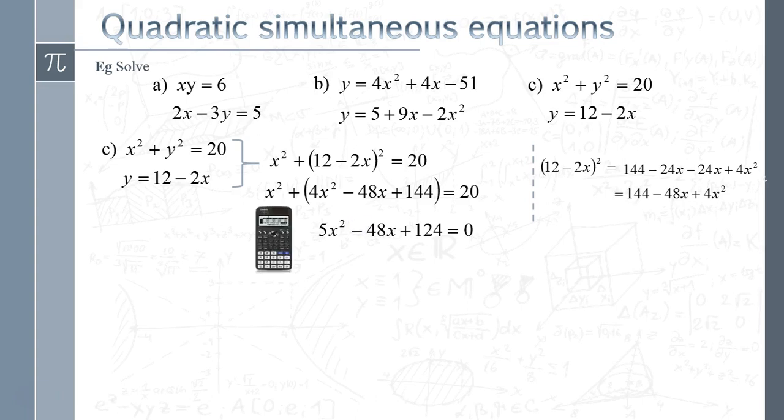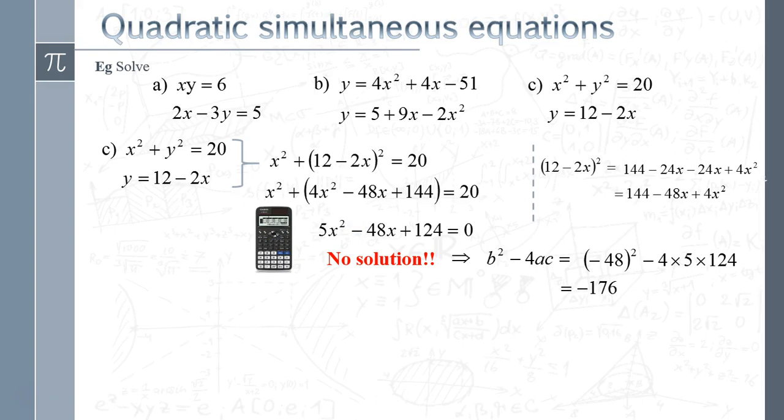Now this one won't factorise, so you might say, okay, let's put it into the calculator or use the quadratic formula. But with this one, as it turns out, there actually is no solution. Now, what does that mean? Well, first of all, no solution means b squared minus 4ac is less than 0. So let's have a look at that and see what's going on. There it is, 48 squared minus 4 times a, which is 5, times c, which is 124. And there you go, that's why we've got no solution to this equation.